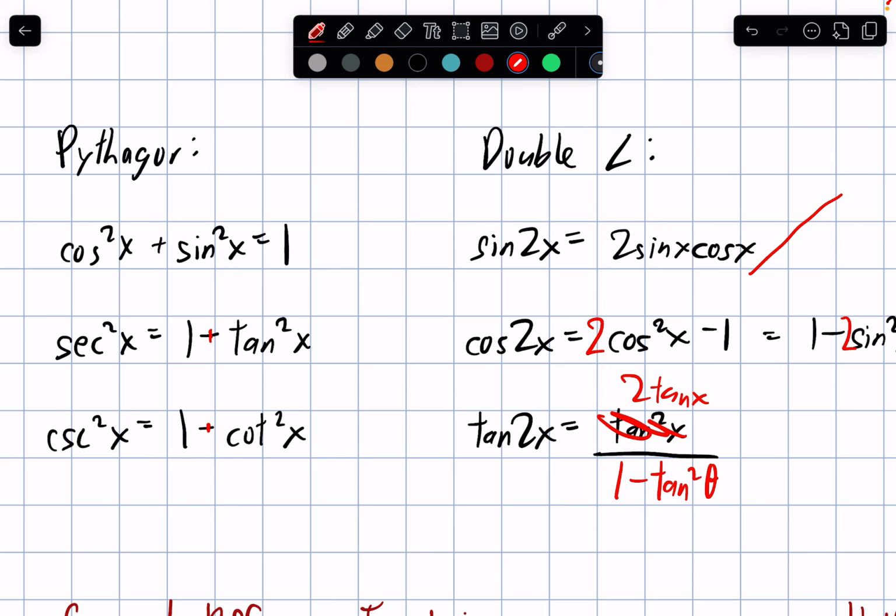The reason why I have this red annotation, when I was writing these formulas, more specifically these two, I initially placed a minus sign. So that's wrong. So if you don't want to follow my initial mistake, always remember, for Pythagorean identities, there are no minus signs.